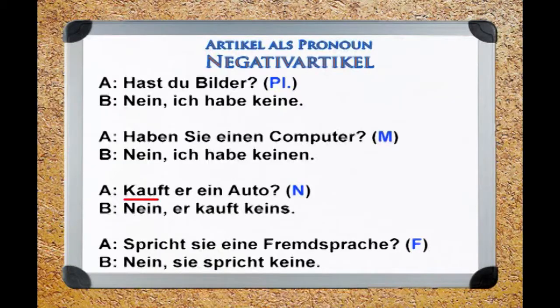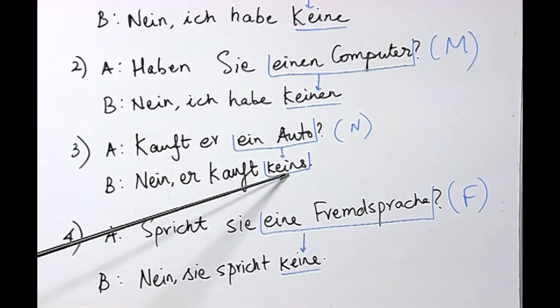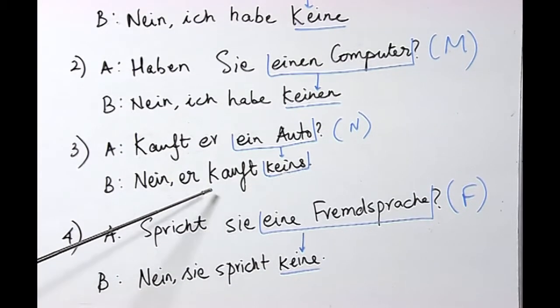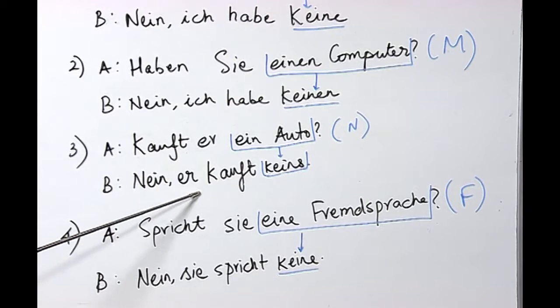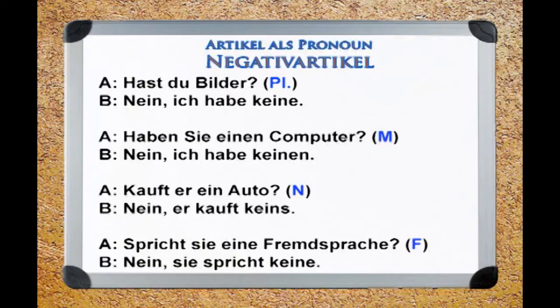Here, kauft er ein Auto? Now look at the answer. Nein, er kauft keins. As you know, here also the negative article is used as a pronoun which is in accusative because of the presence of the nominative pronoun here. It's the same way for sentence number 2 and sentence number 1 also, we have ich and ich as nominative pronoun.